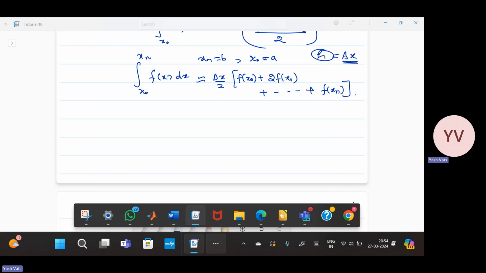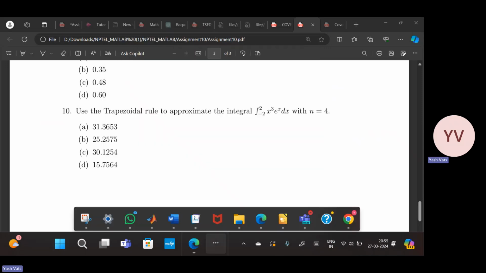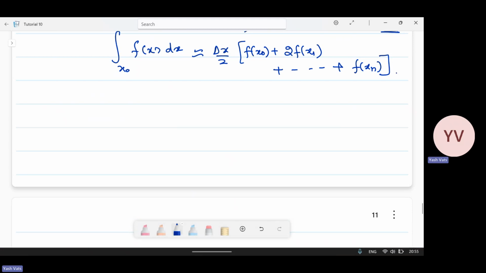I'm just going there. Where is that question? Use the trapezoidal rule to approximate the integral of x cube with n equal to 4. Yes. I'm not going to do calculations, but I'm going to explain the working of the method.